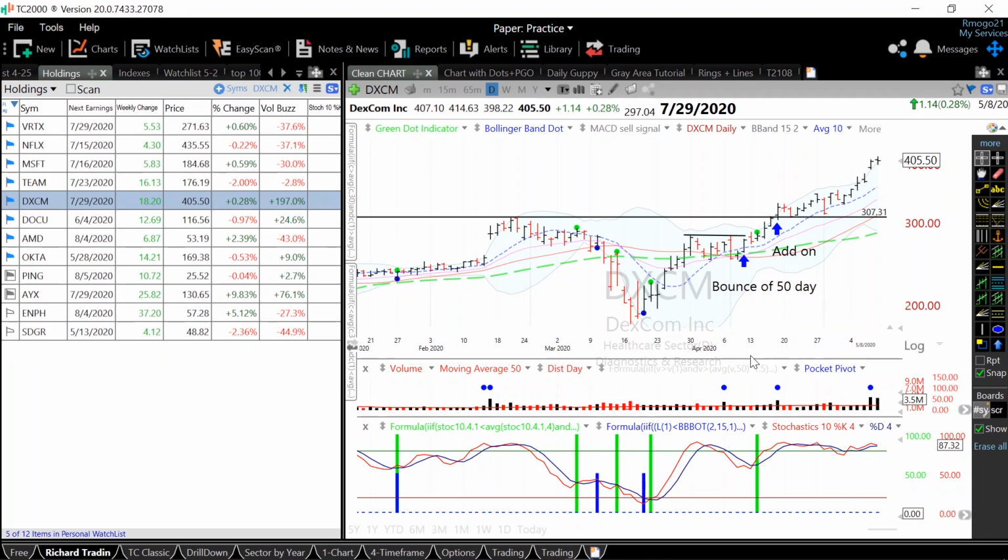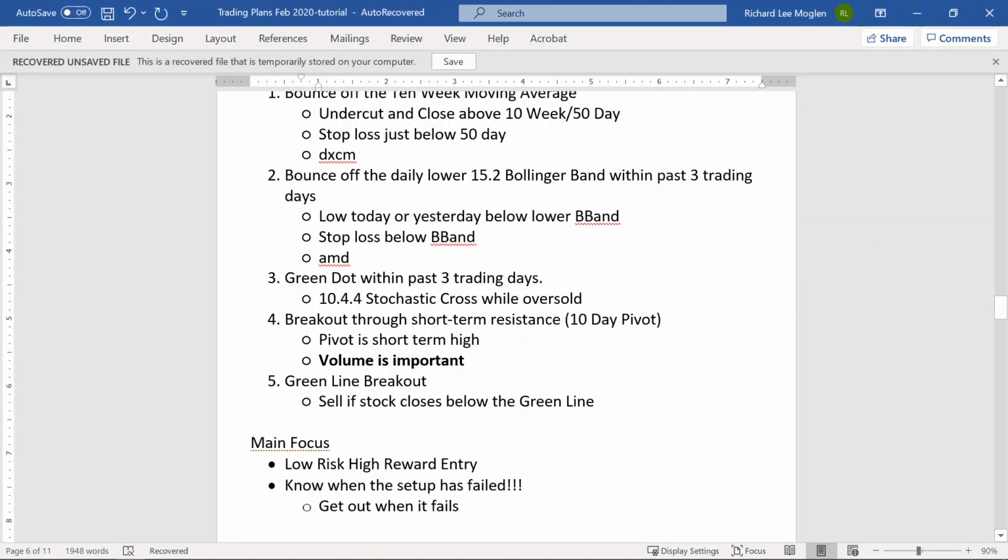So that's a way to handle your positions. Start with a smaller starter position, wait for it to move up, and meet another entry setup like a green dot or a breakthrough of a prior pivot. So that's just one suggestion for you, especially back here where we weren't sure if this rally was really going to take hold and have legs. So that is those first 4 entries.